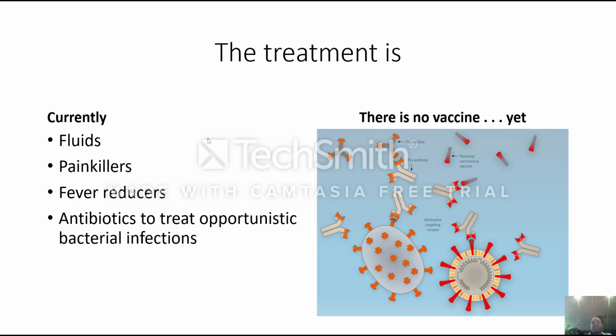And so they'll give you lots of fluids because you're sweating out a lot. They'll give you painkillers because you're probably in pain. Fever reducers to bring down your temperature, because if it gets too high, your cells will not be happy and they'll start to die. And they'll give you antibiotics because your immune system is really weak. And so other bacteria that are not related to the coronavirus might come in and make you sick. So you get antibiotics.